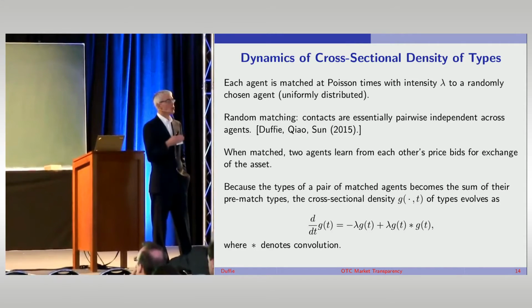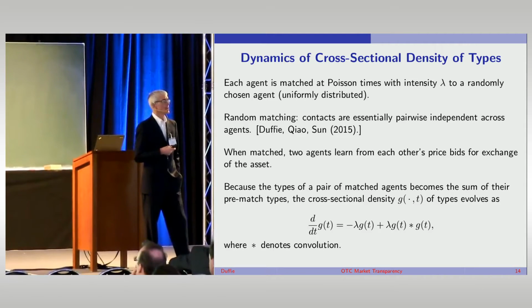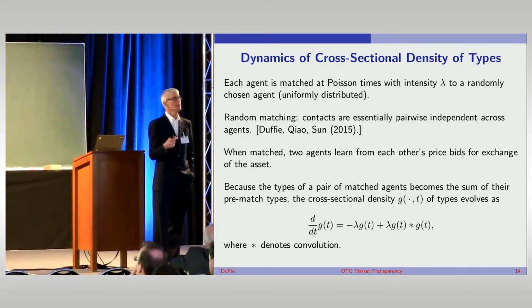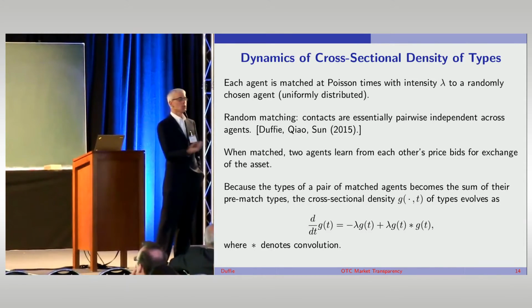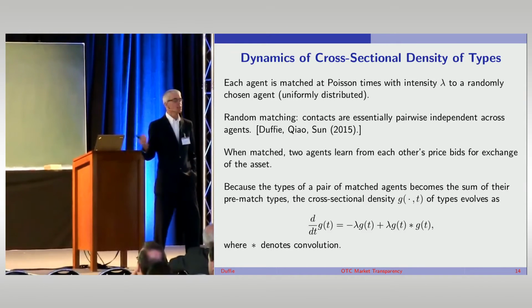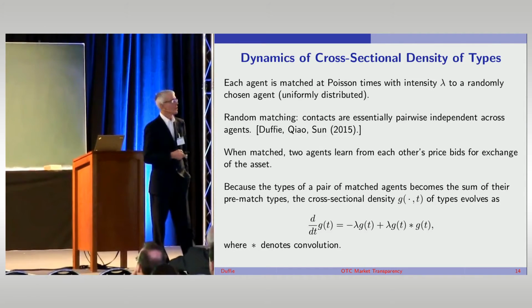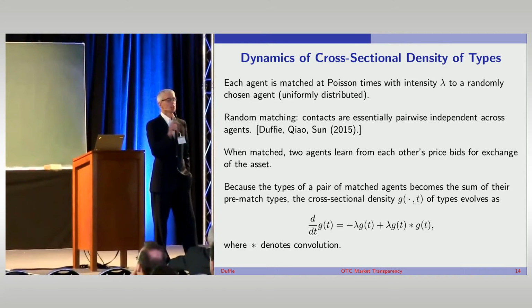And as time moves forward, this density changes in a very simple way, because I've made everything simple. The first term says that at rate minus lambda, the old density goes away because people are meeting each other at rate lambda. And when we apply the law of large numbers, we can get this equation to hold almost surely. The entire density function is losing its old density at rate lambda times the old density function, and it's being replaced with a new density function with rate lambda times g convolved with g.